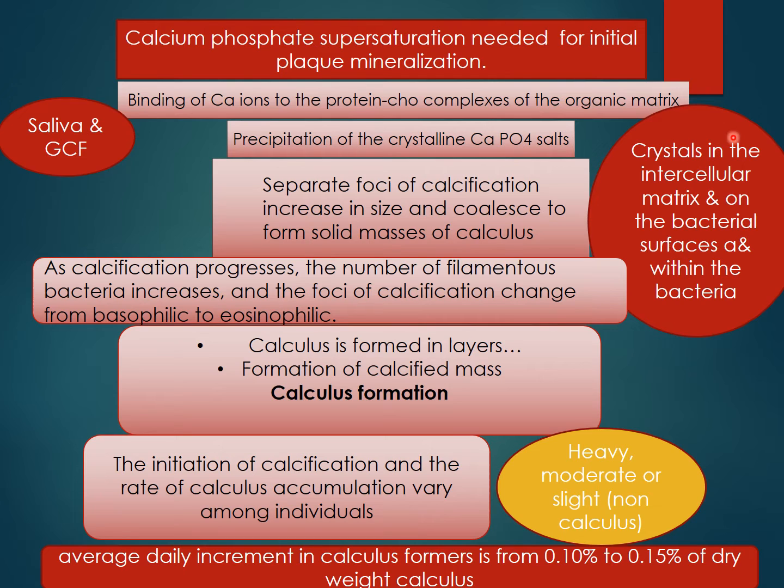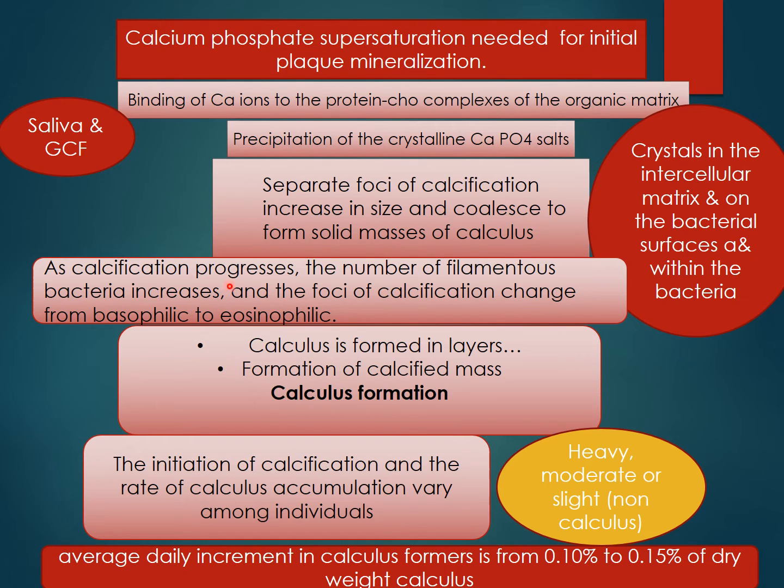So these crystals will be formed in the intercellular matrix and also on the bacteria surfaces and within the bacteria. This precipitation of crystals will appear as separate foci of calcification. These will increase in size by layer-like formation over them, and coalesce to form solid masses.